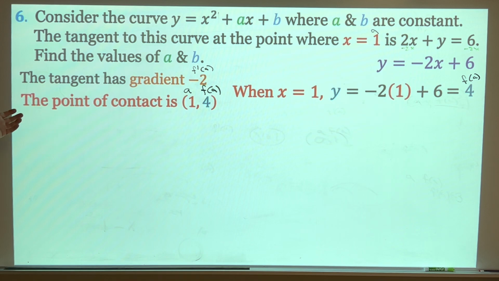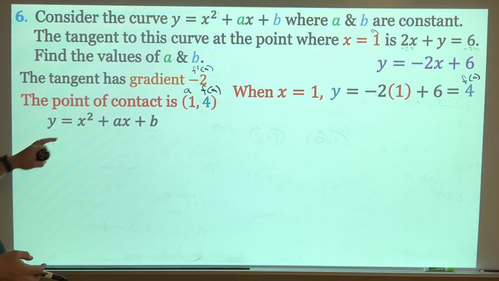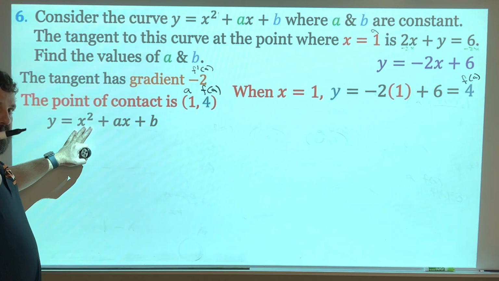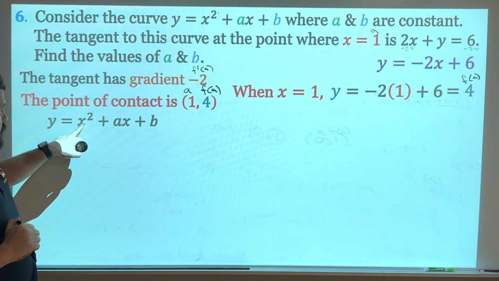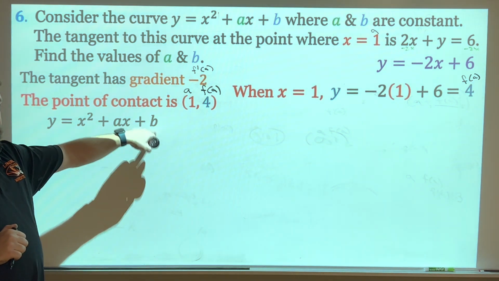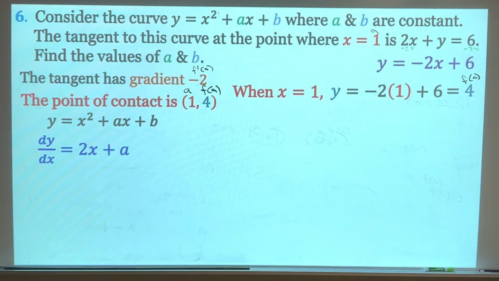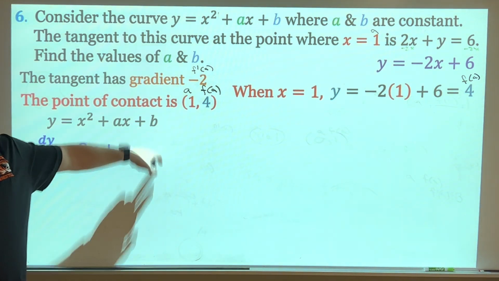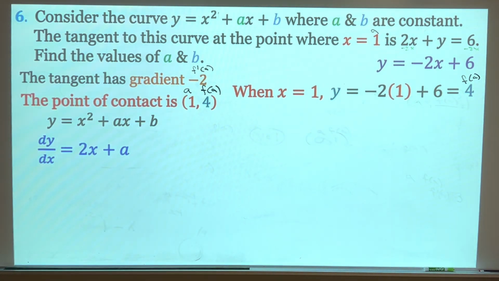So obviously, since we have all these three things, we have our original equation, y equals x squared plus ax plus b, right? What do I have to do to that original equation now? What do you think? Derive it. 2x plus a, and the b cancels out. So it's 2x plus a. These are just constants, so that's why the derivative of constants is zero.